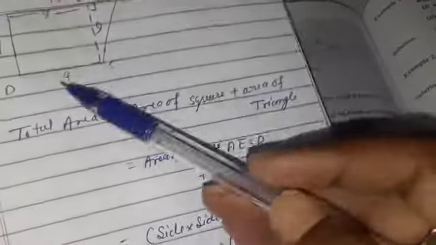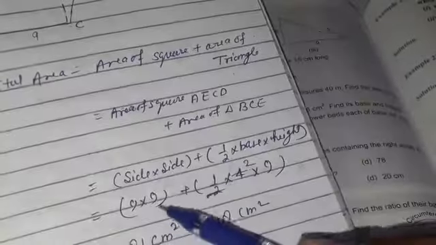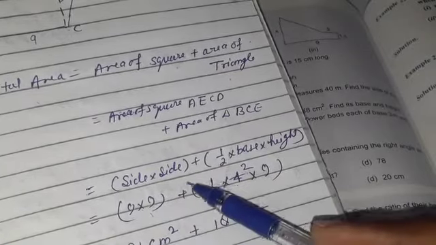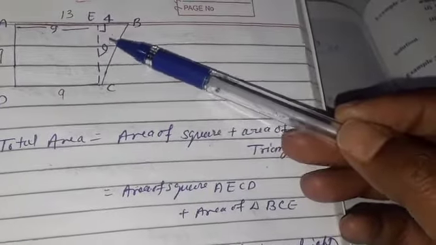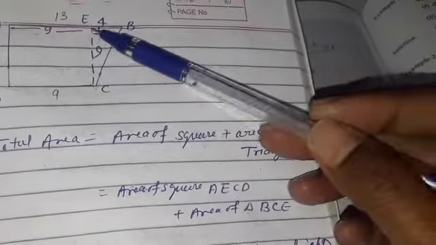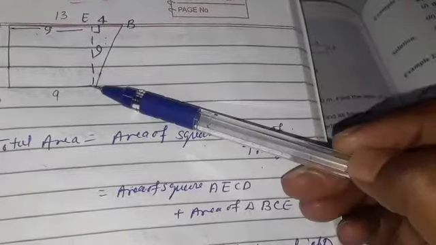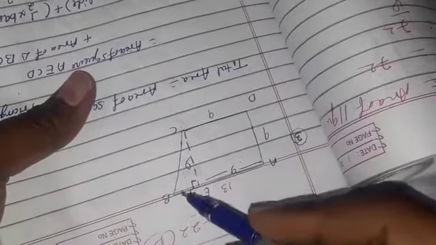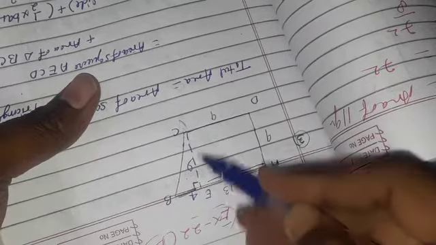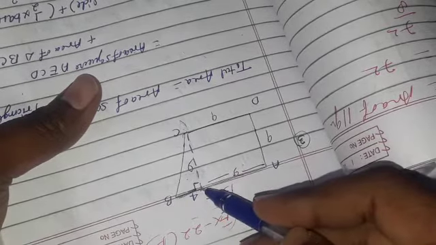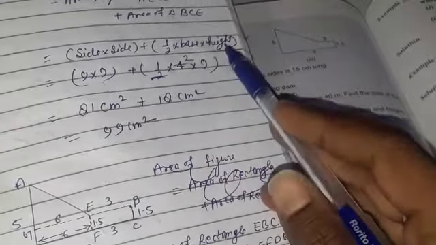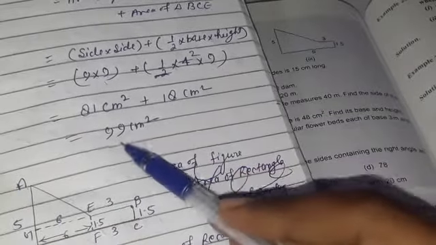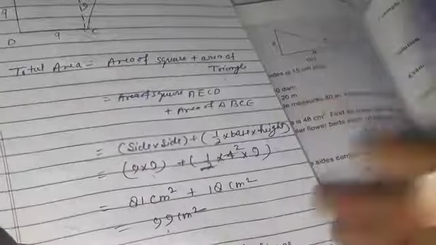So if all the sides are 9, 9, 9, 9, the area is side into side, plus the area of the triangle, 1 by 2 into base into height. So for this triangle, class, what is your base and what is your height? This is your base and this is your height, because it's just like this. So your base is 4 and your height is 9. So 1 by 2 into base 4 into 9. By solving this, we will get 18, add them, 99 centimeter square is the area of this figure.